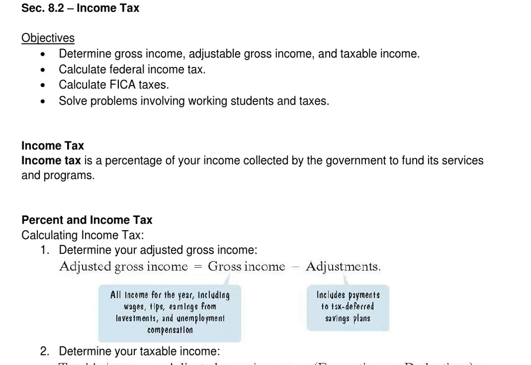Income tax is a percentage of your income collected by the government to fund its services and programs. There can be different types of income tax depending on where you live. There is a federal income tax, which affects everybody that lives within the country, and then some states will have a state income tax. Kansas, for example, has a state income tax.